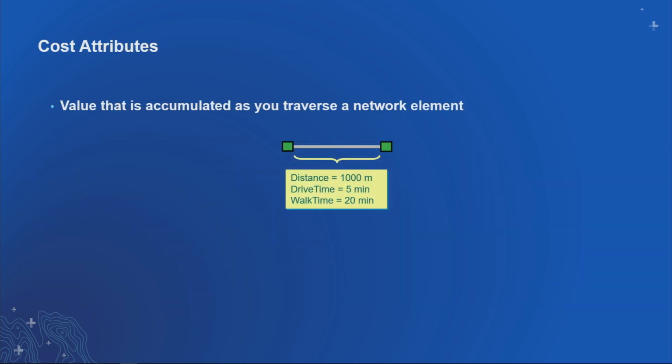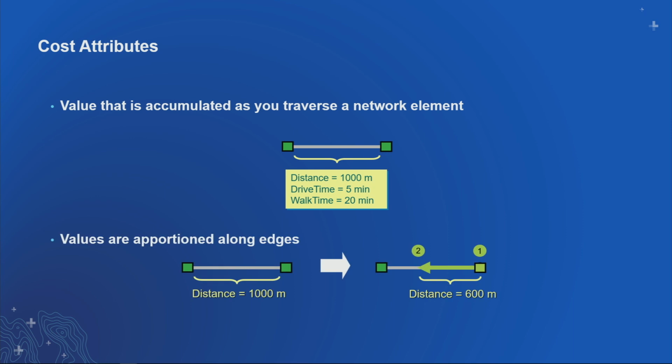First is cost. Now, I said this is what you minimize along your network. Are we finding the shortest distance? Then we're going to accumulate all the distances as we travel out and find the least distance from one point to another. One interesting thing about costs is that they're apportioned. If you're going along a 1,000-meter edge and you only travel 60% along the edge, then you only accumulate 600 meters of distance. Same thing with time and drive time or whatever energy or cost in dollars or however you've set up your cost values on your network.